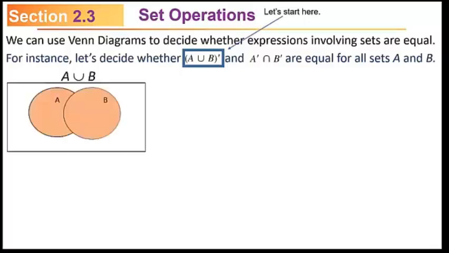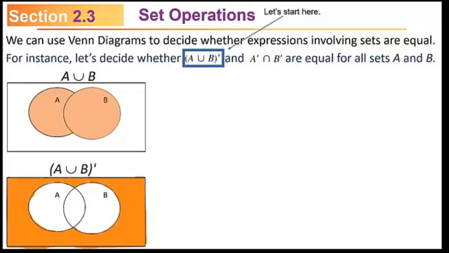I would start off drawing the union of A and B because that's easy. It's just the area inside of either or both circles. The complement, though, is everything that's not inside the area represented by the union. So the complement of A union B is the area outside of both circles.